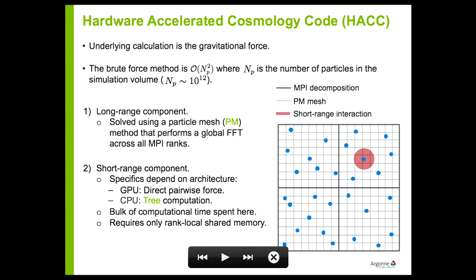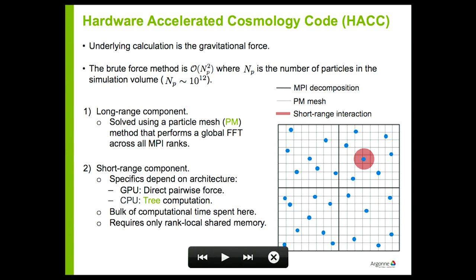And the specific details of how this is done actually depend on the architecture that we're using. So for example, on a GPU, what we do is we use a direct sum over the pairwise forces of individual particles, so direct PP interaction. And this calculation is offloaded onto the GPU itself. On non-accelerated systems or CPUs such as the KNL, we instead use a tree method, which I'll talk a little bit more about on the next slide.